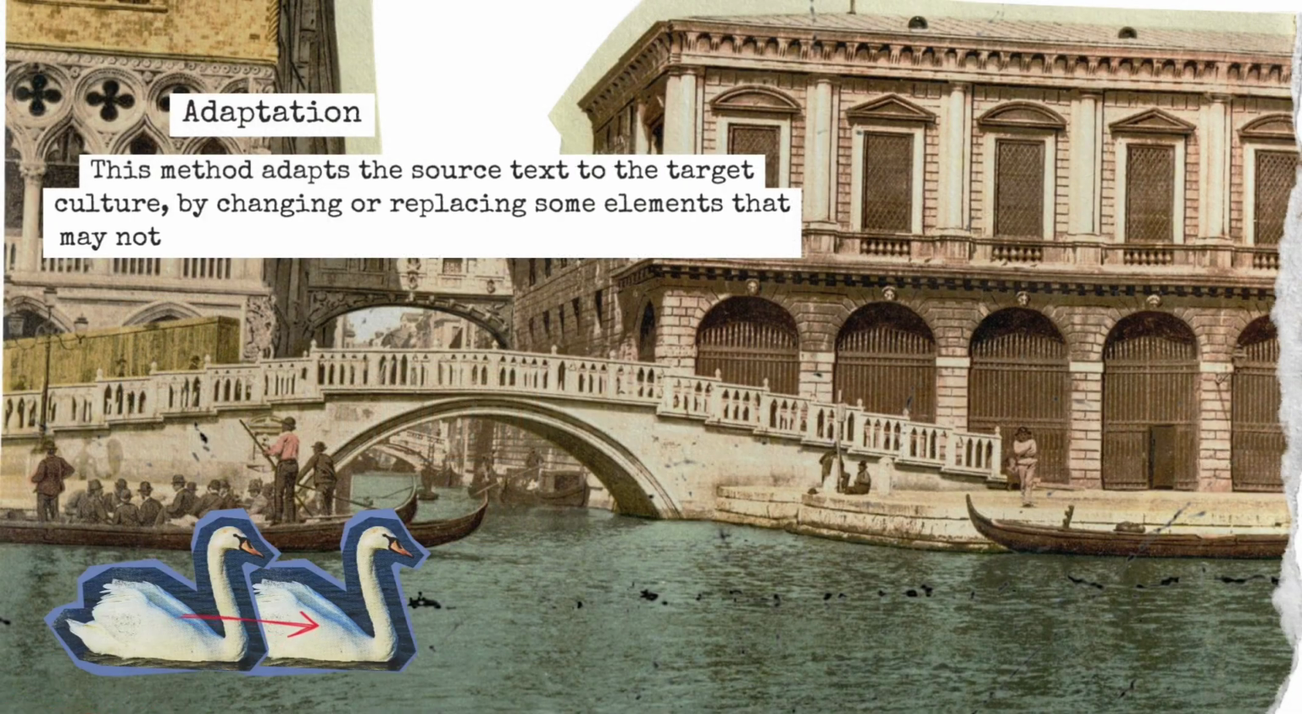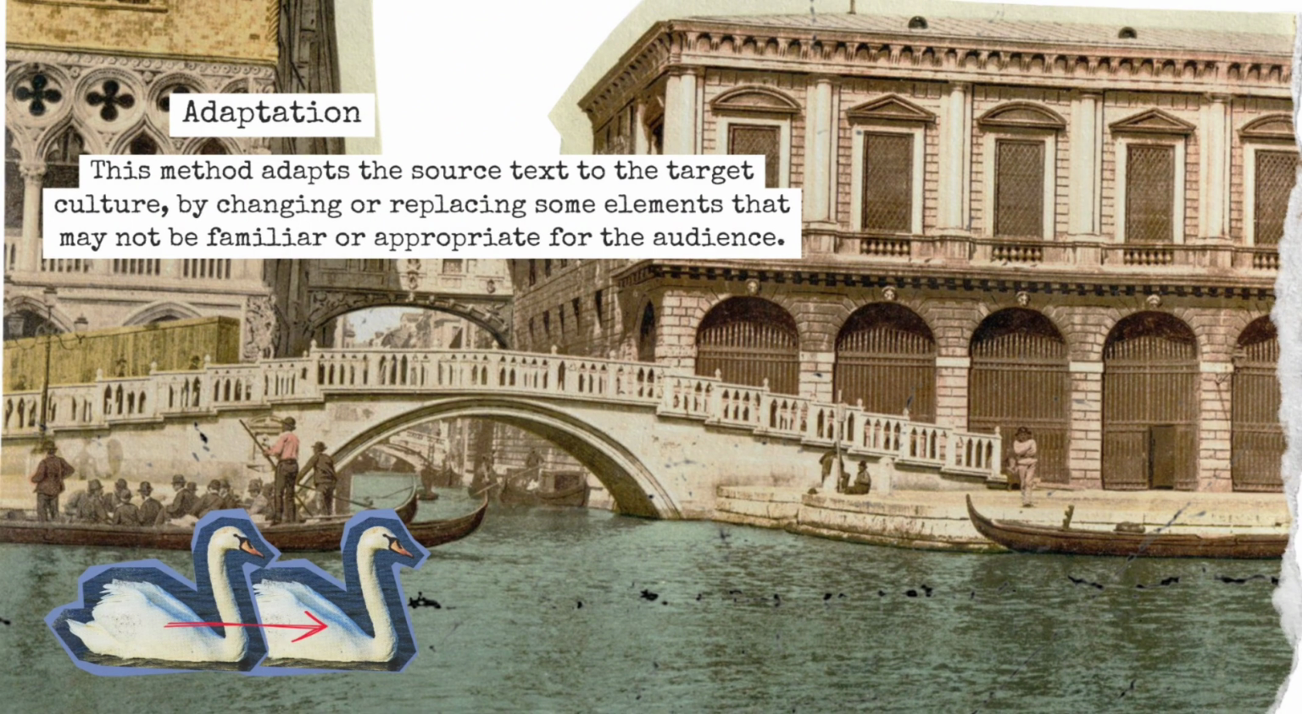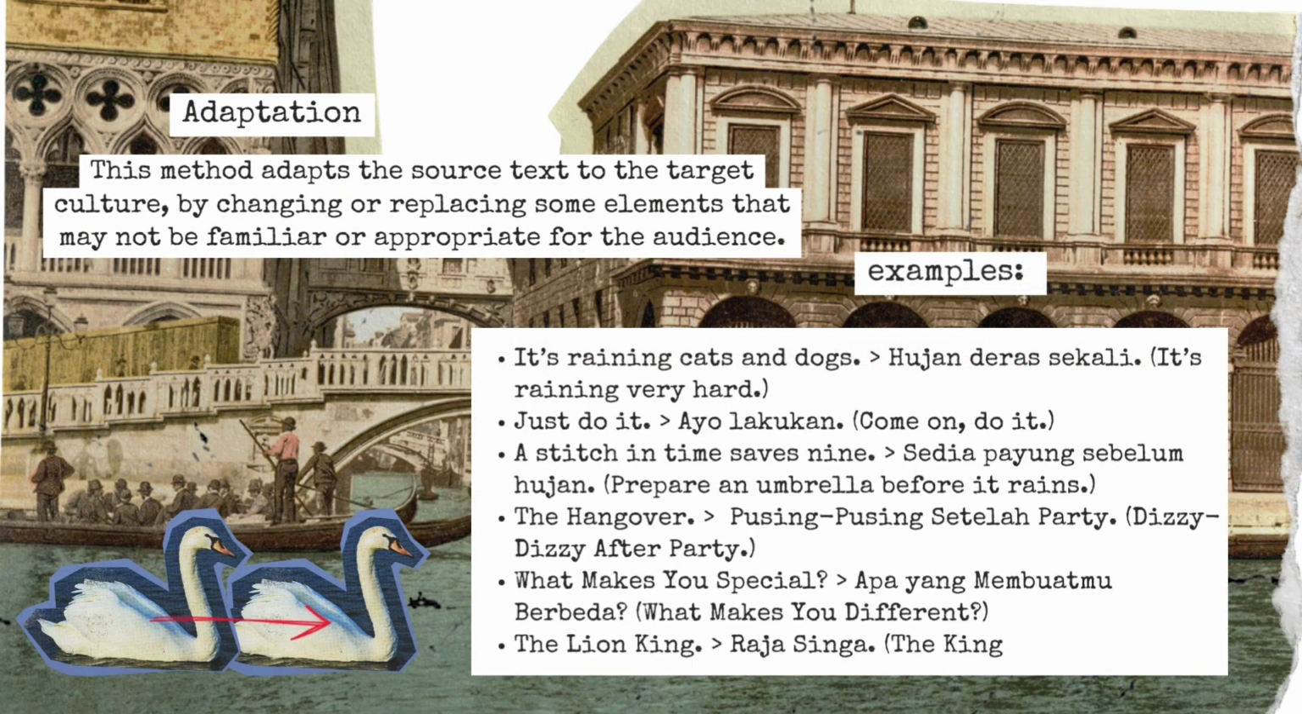Next, the fourth method is adaptation. This method adapts the source text to the target culture by changing or replacing some element that may not be familiar or appropriate for the audience. There are some examples for the adaptation method.